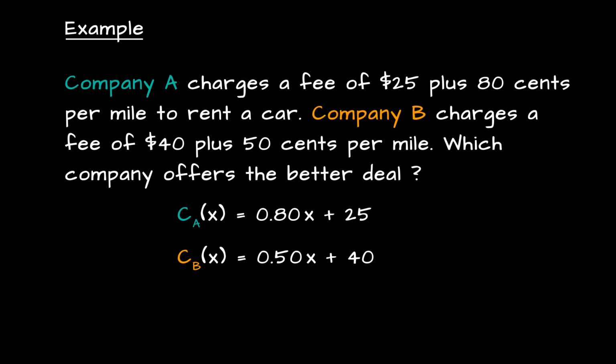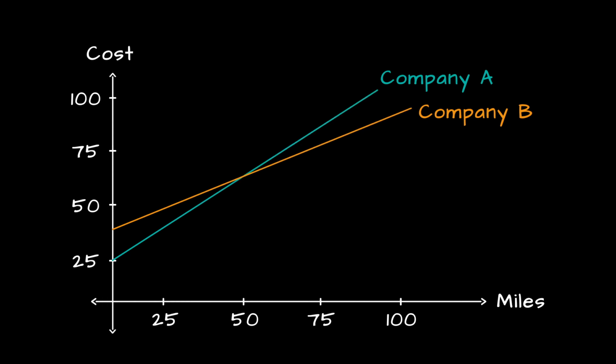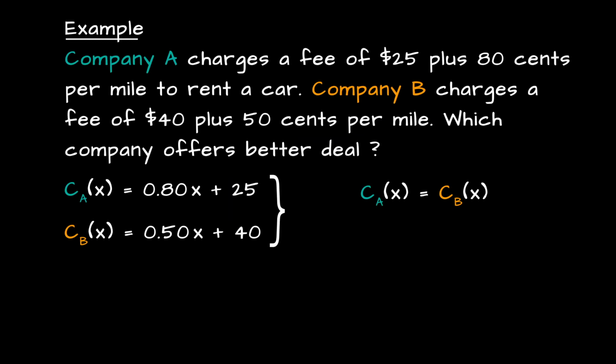Likewise, the cost of renting a car from Company B will be modeled by a different linear function, the linear function 0.5 times x plus 40. Now, as you may have guessed, the question of determining which of the 2 companies gives you a better deal is a bit of a loaded question. Indeed, if we graph the cost functions for Company A and Company B, then we'll see 2 intersecting lines, which indicates that sometimes Company A is a better deal and sometimes Company B is a better deal.